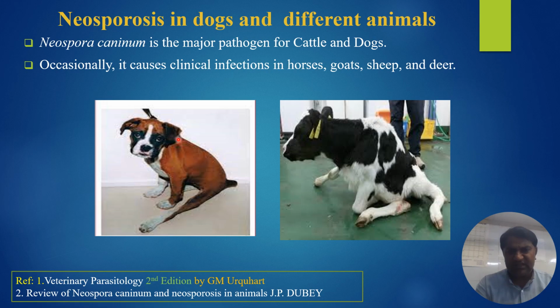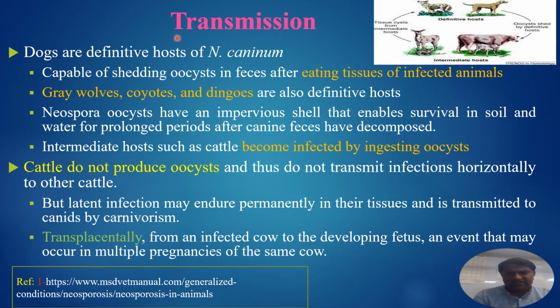And you can see the hind leg paralysis in dog as well as in cattle, especially in heifers. So the transmission: dogs are the definitive host of Neospora caninum, and are capable of shedding the oocyst in feces after eating the tissues of infected animals. Grey wolves, coyotes, and dingoes are also definitive hosts.